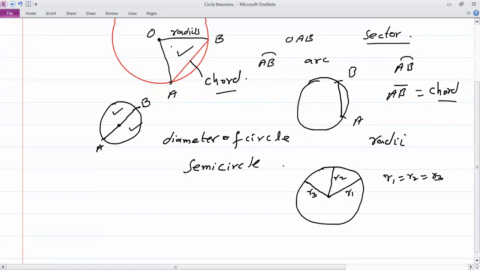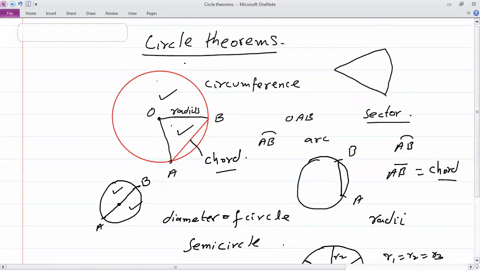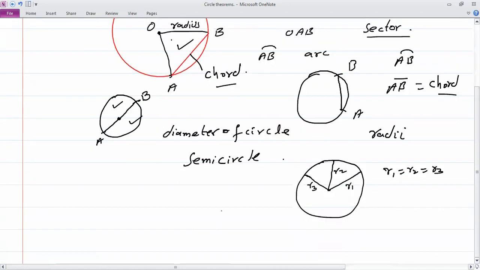Okay. So these are some vocabulary words. Circumference, because this will be the most used word in the circle theorems. Circumference of the circle. This outer boundary is the circumference of the circle. Okay. Now let's move toward the circle theorems.